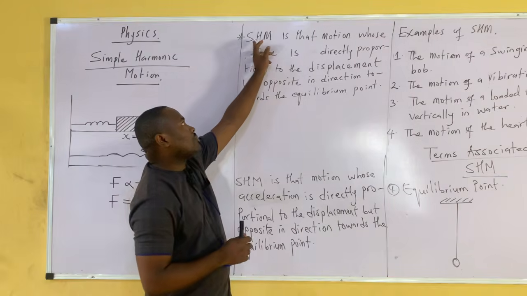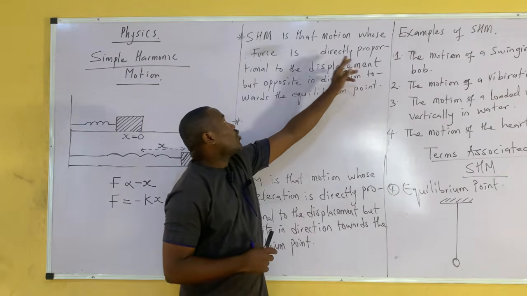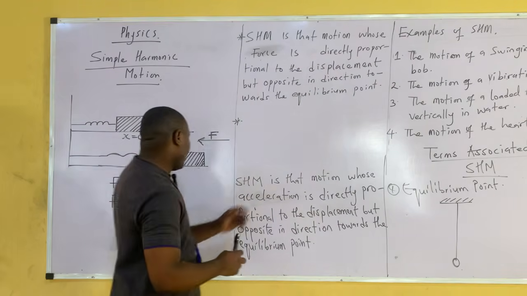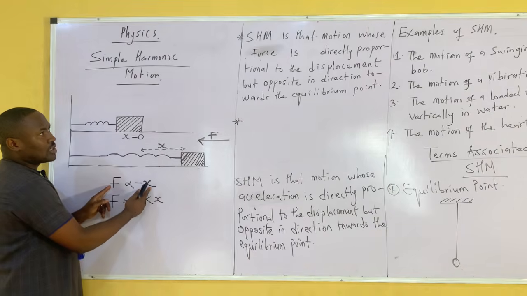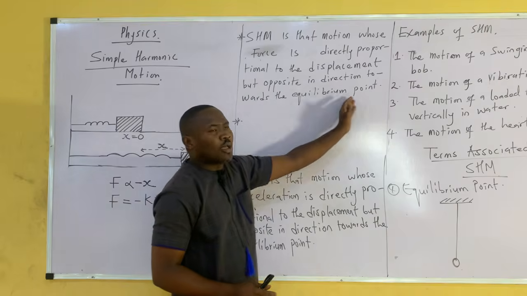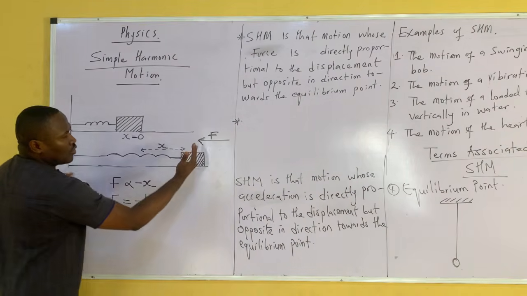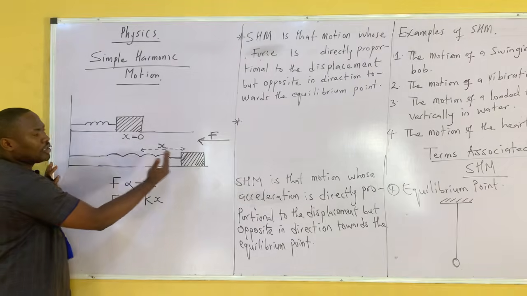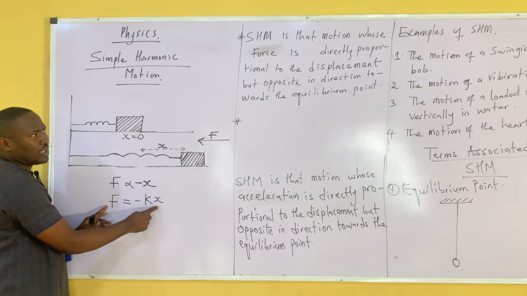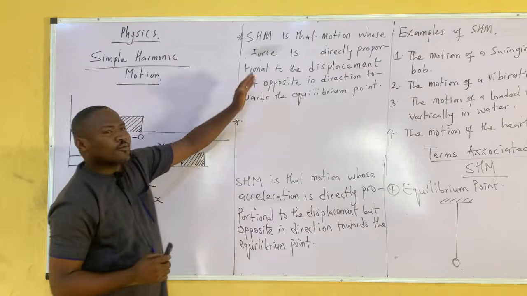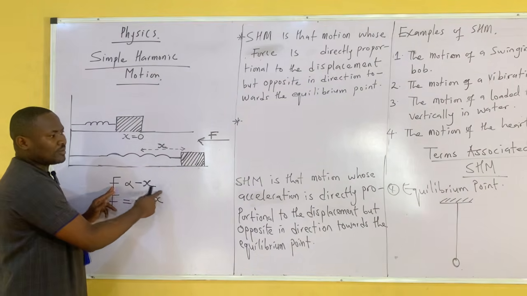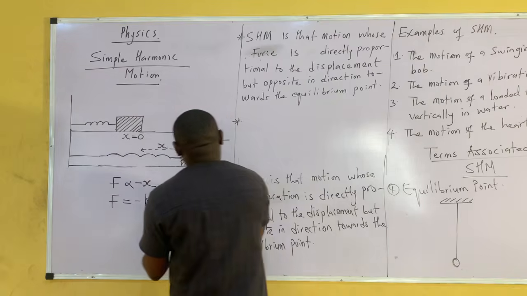So we said simple harmonic motion is that motion whose force is directly proportional to the displacement. Force is proportional to displacement, but opposite in direction towards the equilibrium point. So the force tends to pull the block or the box back towards the equilibrium point. This is what the formula is saying, and we have used this to define simple harmonic motion in terms of force and displacement.